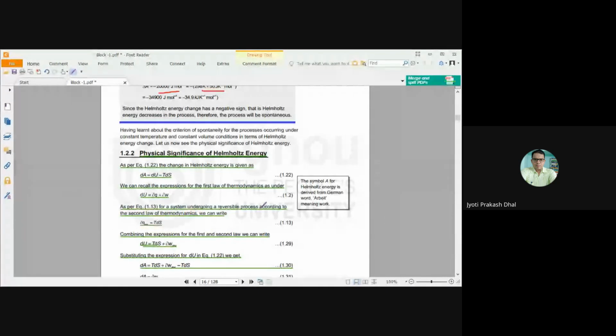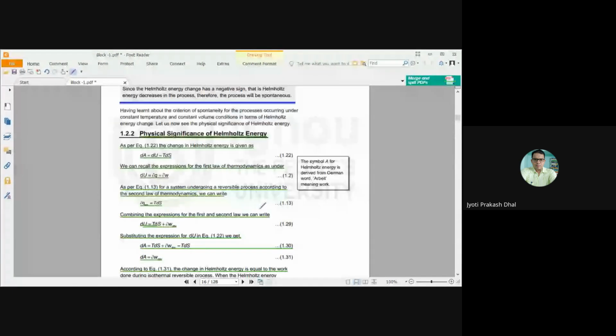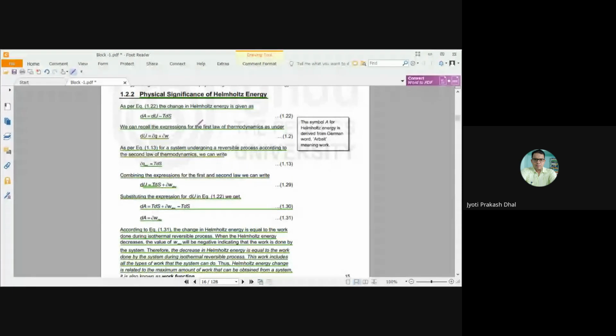Now coming to the physical significance of the Helmholtz energy. As per the previous equation, the change in Helmholtz energy for infinitesimal change, that is dA equals to dU minus T dS. For finite change, del A equals to del U minus T del S. But for infinitesimal change, dA equals to dU minus T dS.